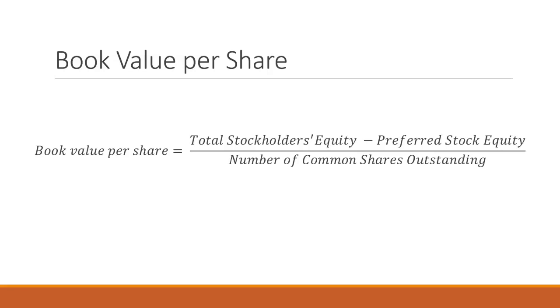And there's a certain way that we can calculate the book value per share, and that's the equation that's on the screen now, where you take your total stockholders' equity, you subtract out the preferred stock equity, right? Because we're just worried about that common stockholder. And then we divide that by the number of common shares outstanding.